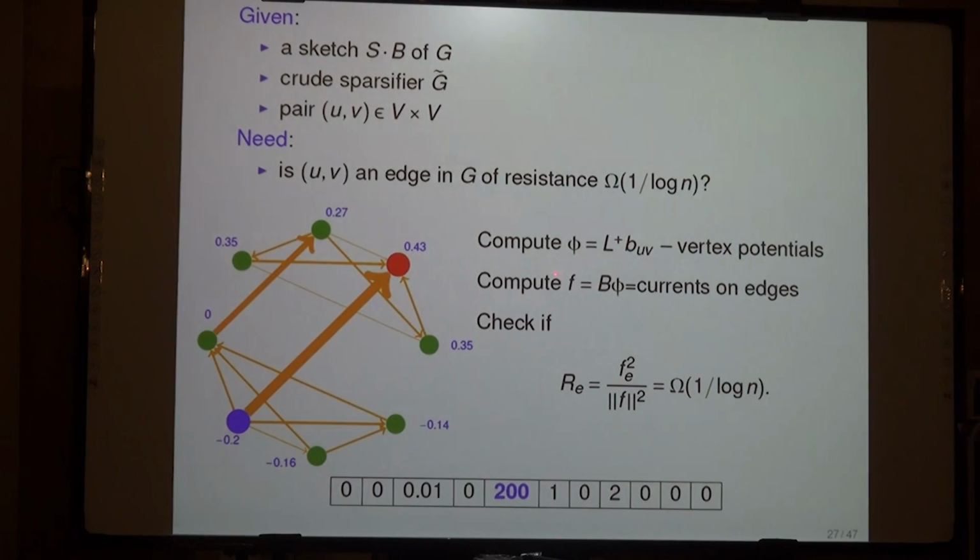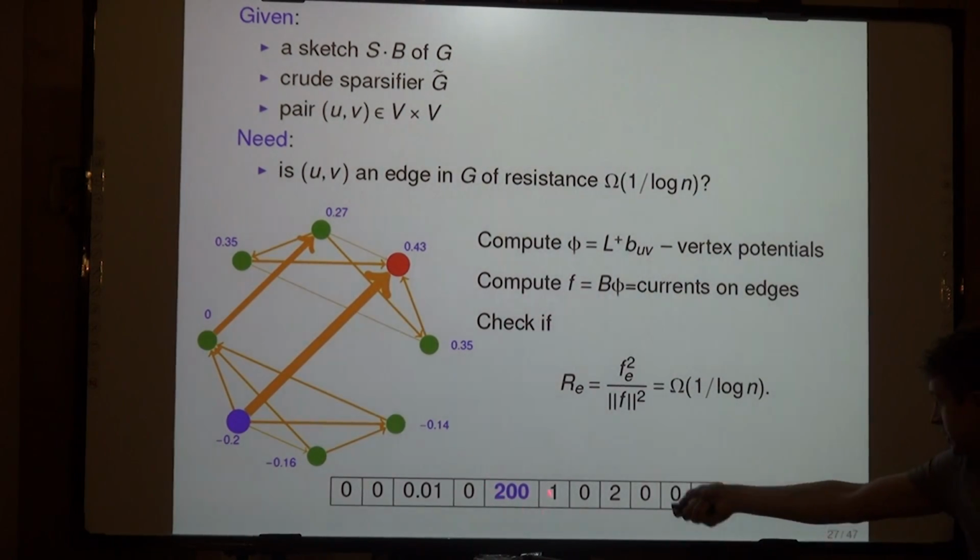Once I do that, I look at the vector of flow values, and I just check how big a fraction of the L2 squared mass is contributed by coordinate E. For this example, when UV is this blue node and this red node, the edge is in the graph and it's a high effective resistance edge. So by this characterization, my vector F of flow values looks something like this. There are some zeros, because some edges are not even in the graph. Other edges carry a small amount of flow, so they have small values. But then there's this edge E corresponding to UV that is in the graph and has huge effective resistance, so I see something really big there.